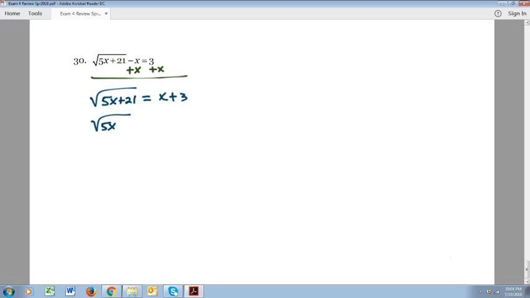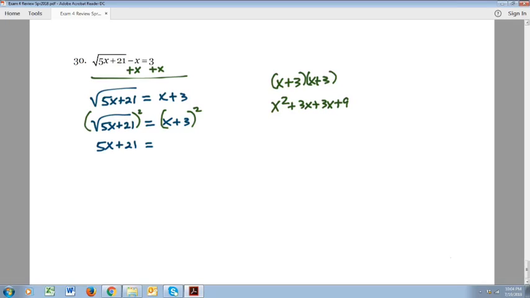Alright, so we're going to square both sides. On the left we get 5x plus 21. Again, on the right side, that's a FOIL situation. We have to multiply those two x plus 3's. And you get x squared plus 6x plus 9 when you do that.